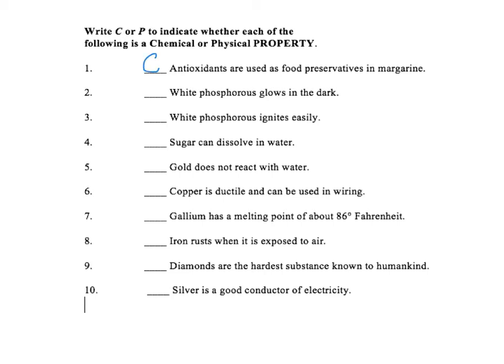The fact that white phosphorus glows in the dark, that's an observed thing, right? We're just looking at it. So that's just a physical property. The fact that white phosphorus ignites easily has to do with flammability, right? Burning, so that's chemical. Sugar can dissolve in water. That is actually a physical thing.